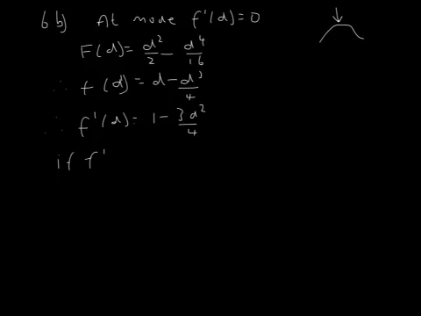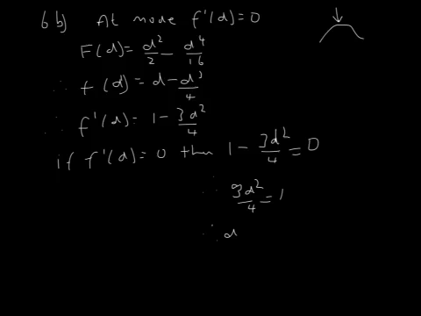If f dash of d equals 0, then 1 minus 3d squared over 4 equals 0. Therefore 3d squared over 4 equals 1. Therefore d squared is 4 over 3. Therefore d is 2 over root 3, which is 1.1547.